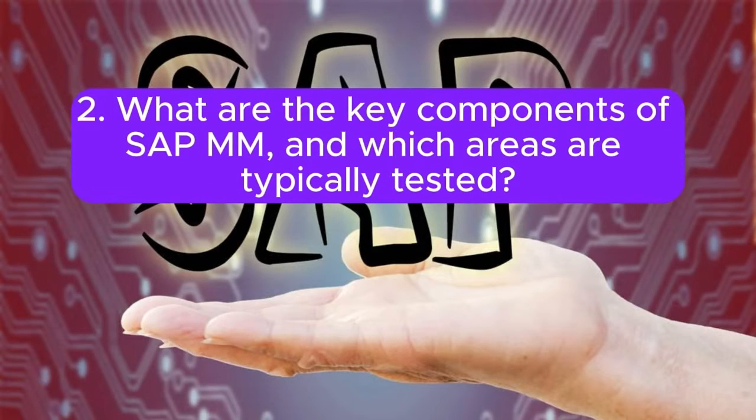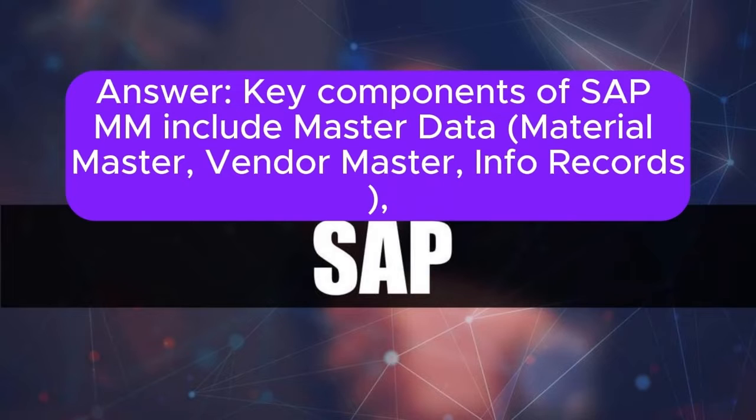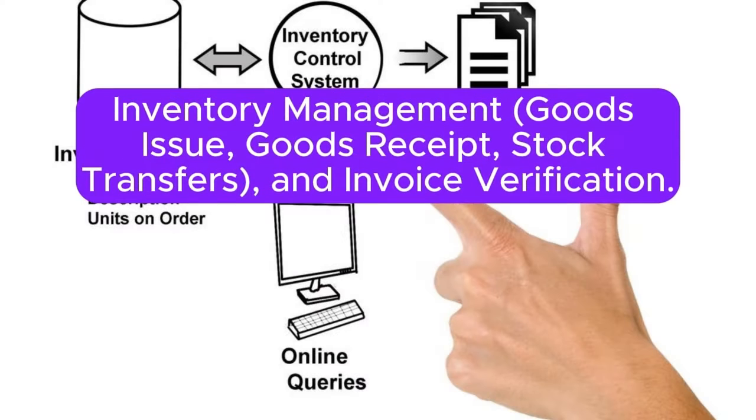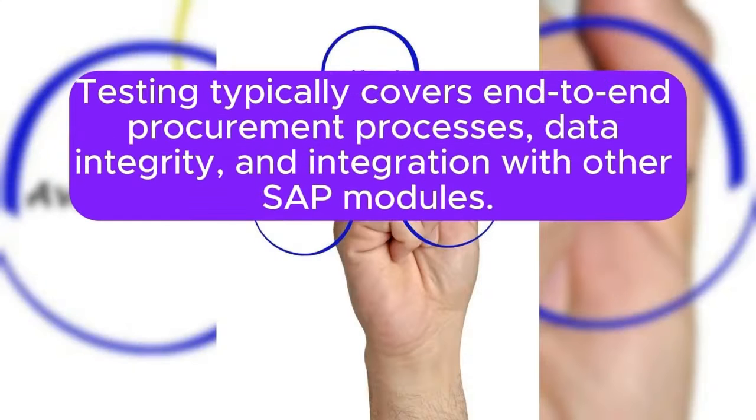2. What are the key components of SAP MM, and which areas are typically tested? Answer: Key components of SAP MM include master data, material master, vendor master, info records, procurement processes, purchase requisition, purchase order, goods receipt, inventory management, goods issue, stock transfers, and invoice verification. Testing typically covers end-to-end procurement processes, data integrity, and integration with other SAP modules.